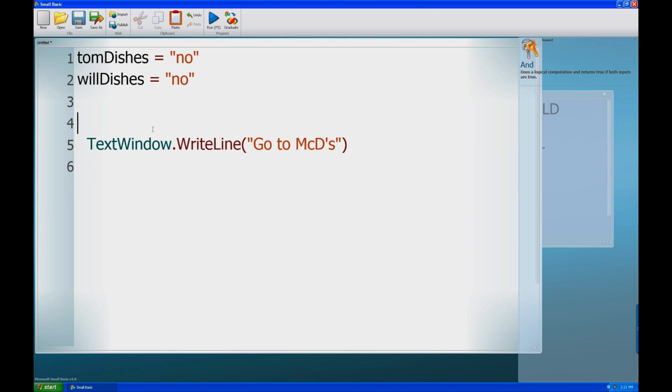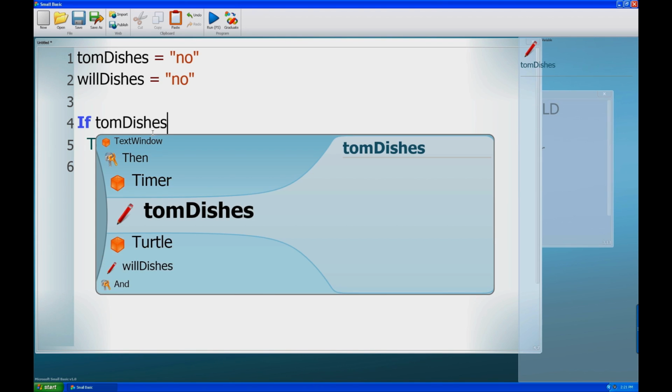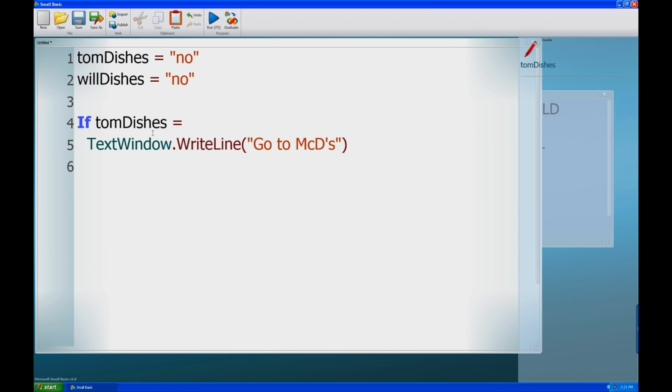So in this situation I can say if Tom dishes equals yes, or Will dishes, again we'll let autocomplete save us here, equals yes, then we get to go to McDonald's. So this is my mum just wanting somebody to have done the dishes.